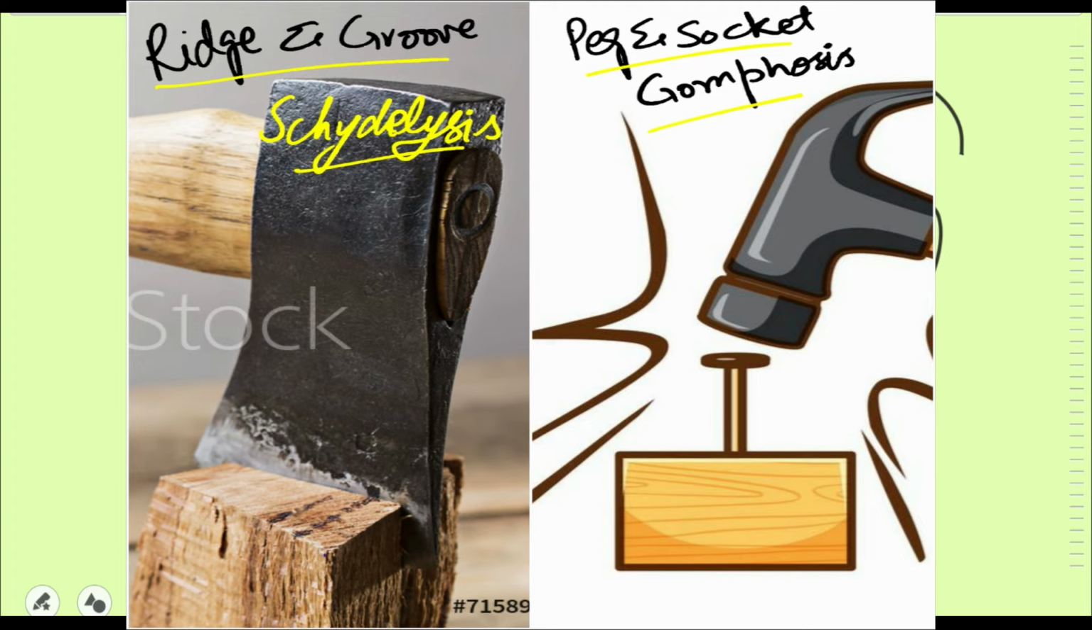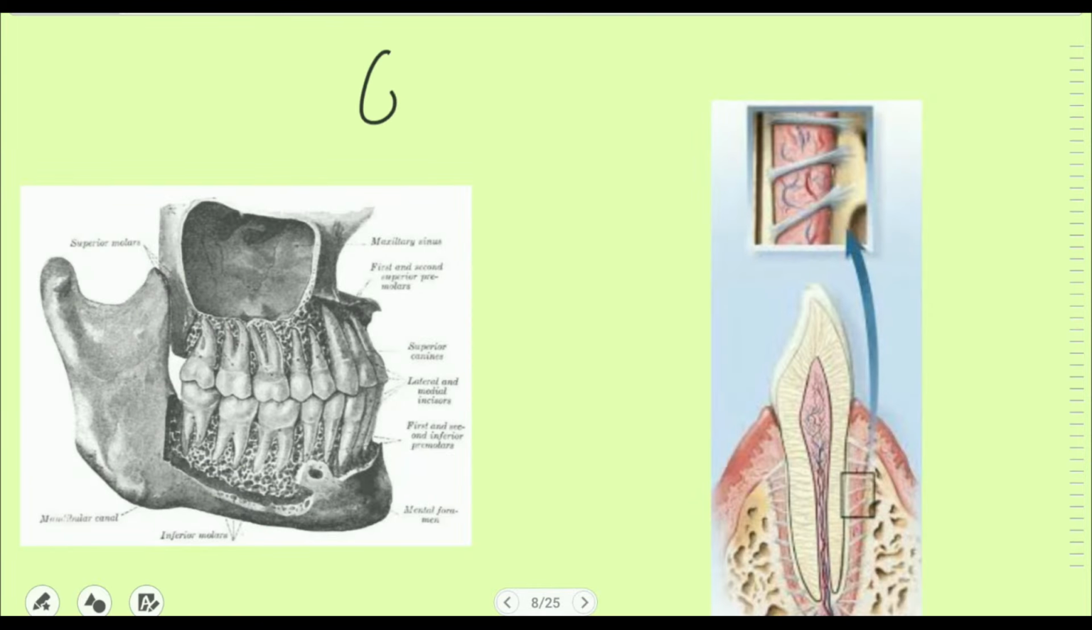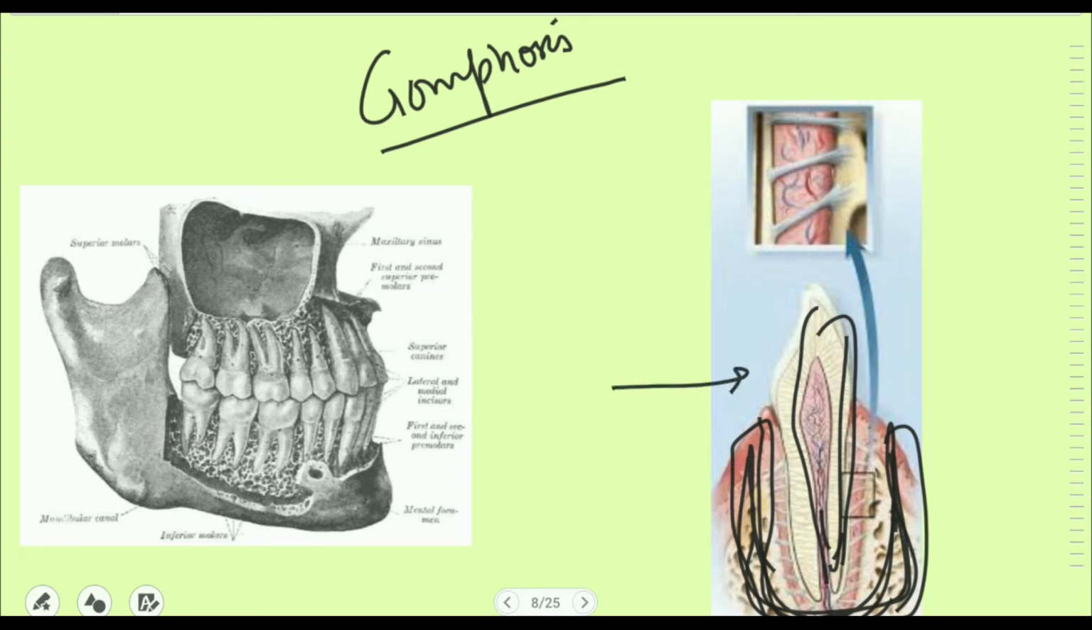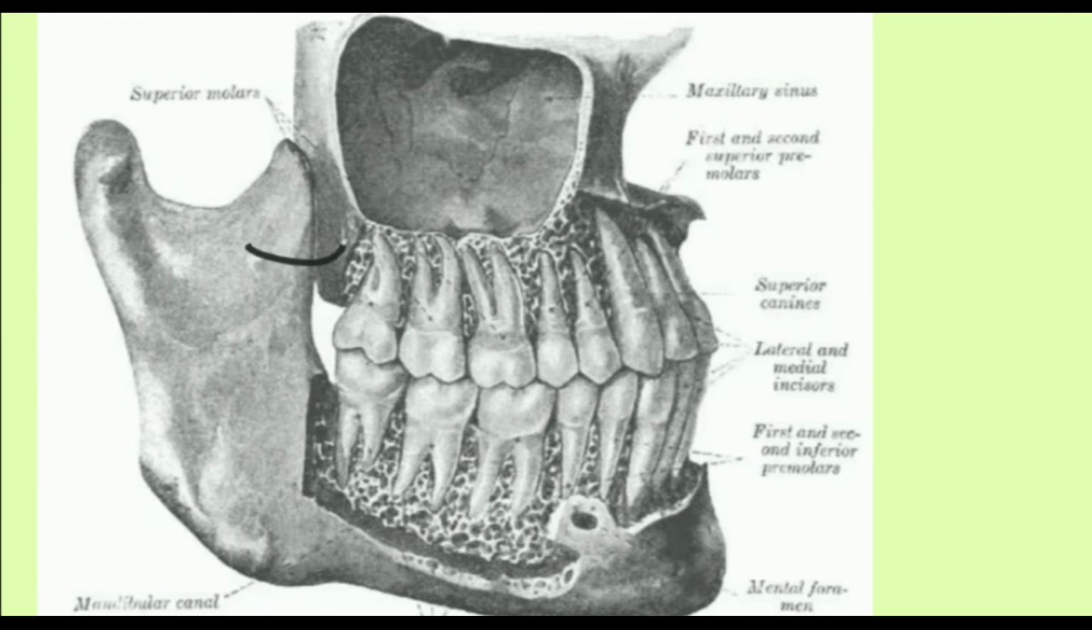Concentrate on these two pictures. Now look here. I will explain gomphosis here. This is a tooth that is present inside a bony socket, that is the alveolar socket. Inside a bony socket the tooth is present. This is an example of the gomphosis. Again you can see here in our upper jaw and in our lower jaw, the teeth have contact with the bone and this is a joint. This joint is known as the gomphosis.